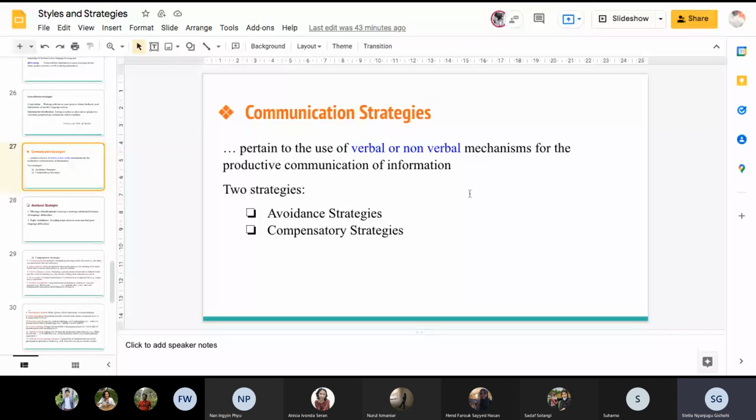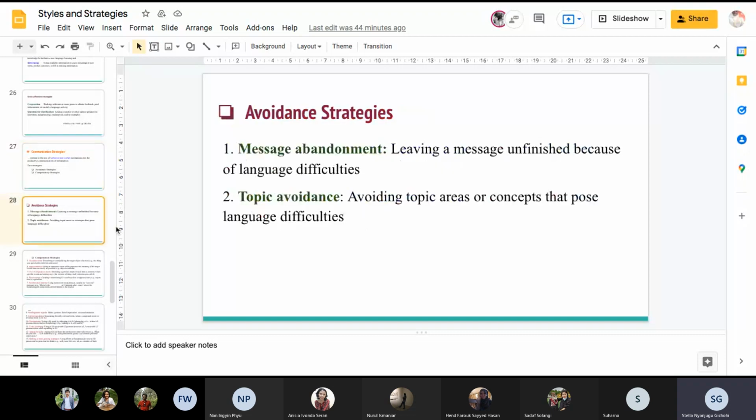And learners or any person who is learning a second language, or from their first language, any language, tend to use two strategies. One is avoidance, and two is compensatory. So we shall look at the two. The first one is avoidance. I'm sure even us who have learned a second language have used this technique very many times.